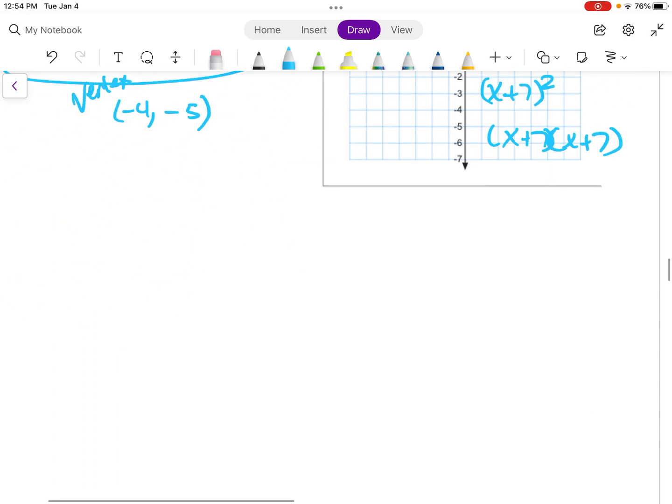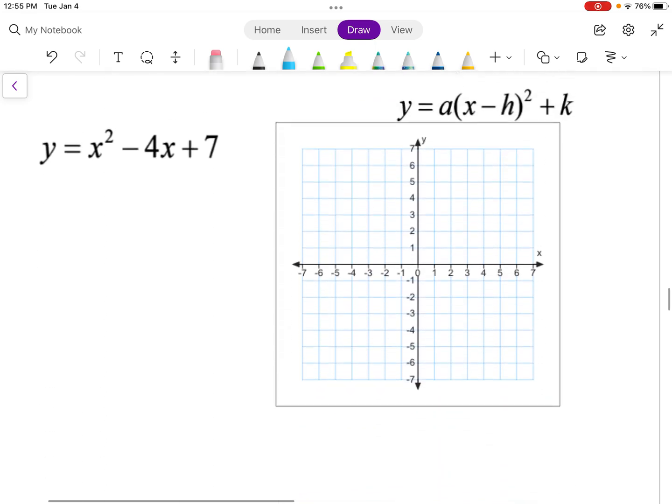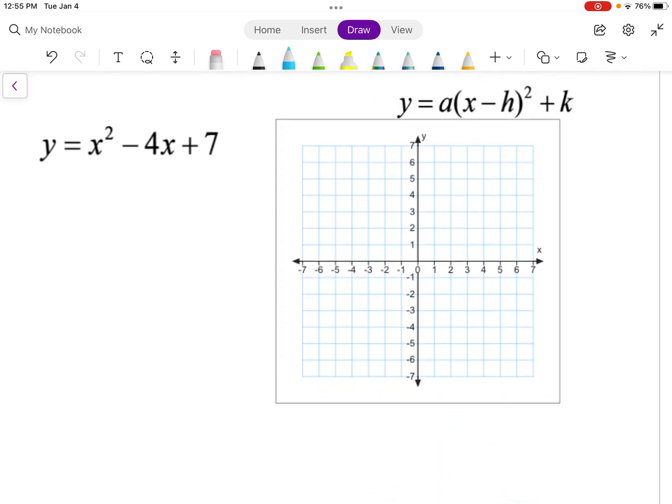Okay, let me go through another example. So I got this x squared minus 4x plus 7. So here are our steps. We start out by grouping the x squared and the minus 4x together. Leave the plus 7, the constant, on the outside.